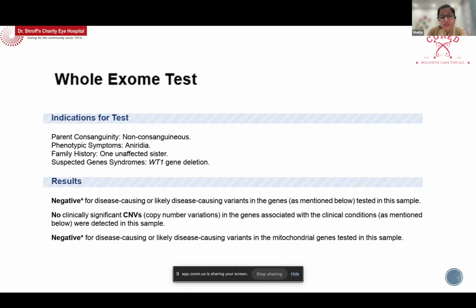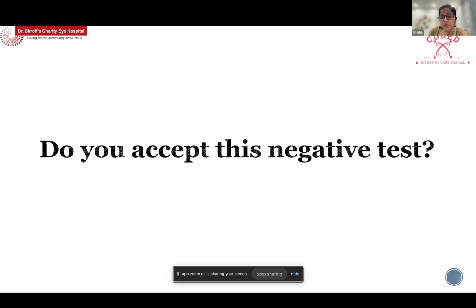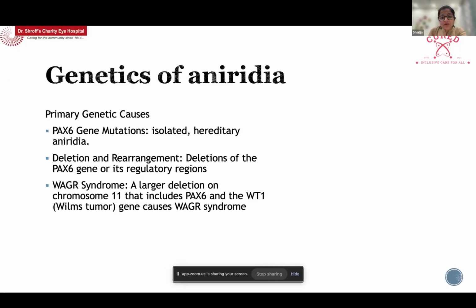Nowadays, whole exome sequencing can detect some of the copy number variations, and that is why we thought we'd order the whole exome test. But yes, this came out to be negative. Now what do you do? What do you tell the patient, who has paid for this test and it is still negative? So do you accept this negative test? As clinicians, we all know that aniridia is a genetic disorder. There has to be some defect in the gene, somewhere in the genetic code of this patient, to lead to this disorder. But why is this test coming out negative?